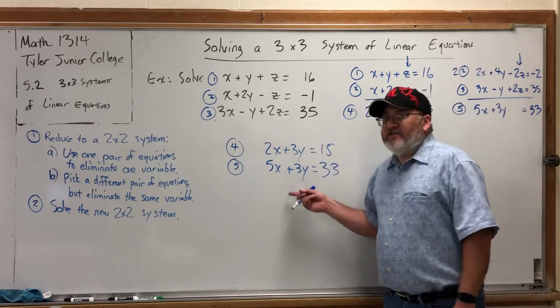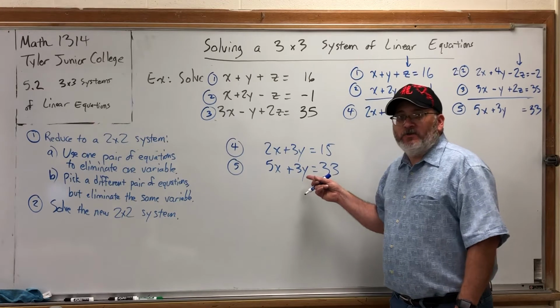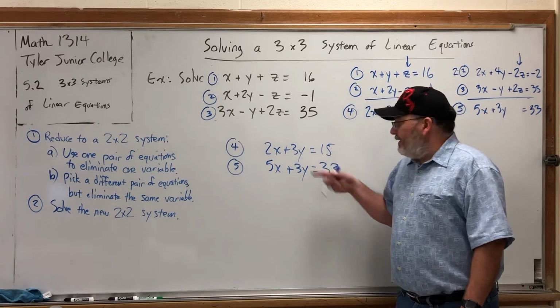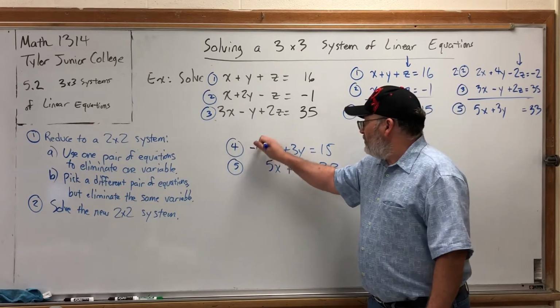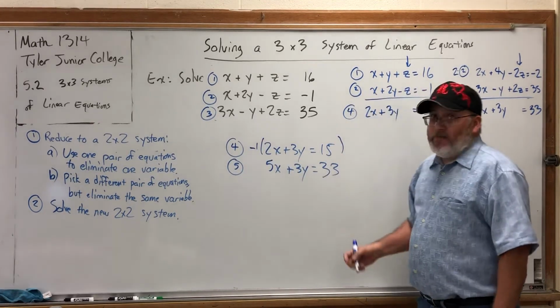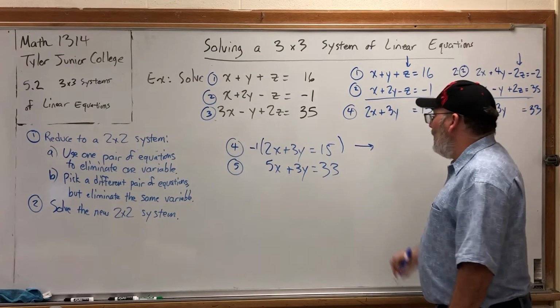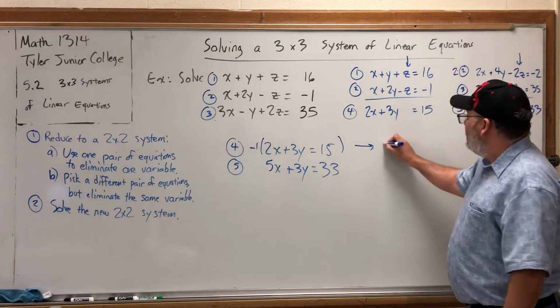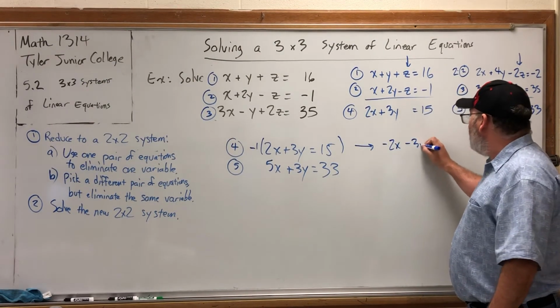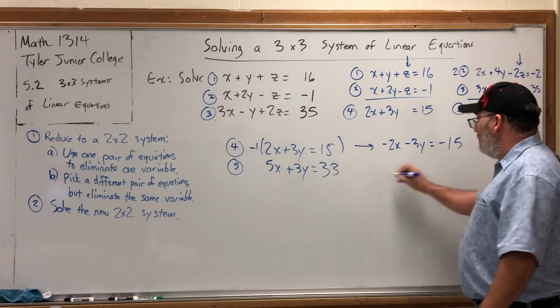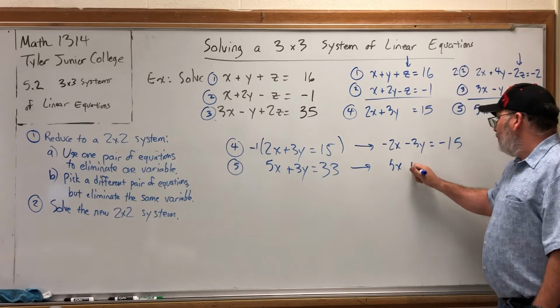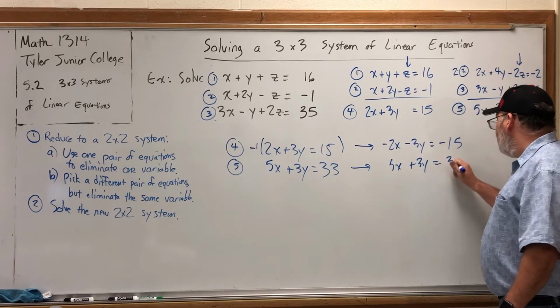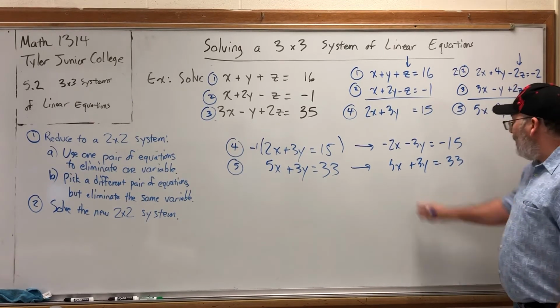I'm going to take advantage of the fact that the y's have the same coefficients. So they won't cancel now unless I multiply one of them by negative 1. Let's multiply the top equation by negative 1. I could have multiplied the bottom one. That will turn equation 4 into negative 2x minus 3y equals negative 15. And we're leaving equation 5 alone: 5x plus 3y equals 33. And now we can combine.